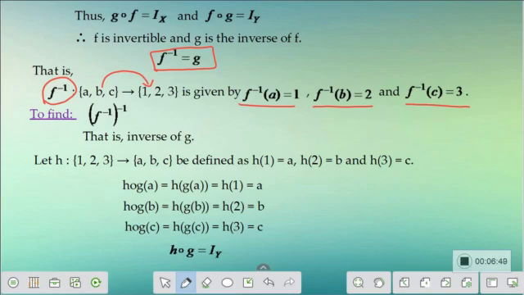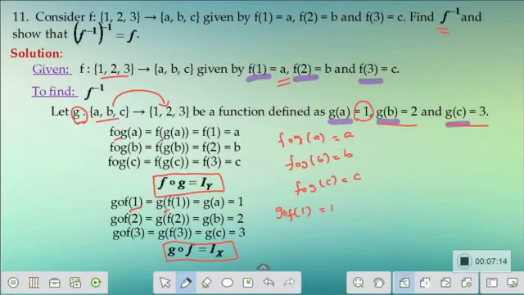So we'll assume a function called h. As we did for g, we are going to assume h in the place of inverse of f inverse. So let us assume that h is a function from the set containing elements 1, 2, 3 to the set containing elements a, b, c. You can see it is nothing but your f. This is what our f is defined as. So we'll define a function from the same set 1, 2, 3 to the same set a, b, c, and we'll try to prove this is the inverse of f.